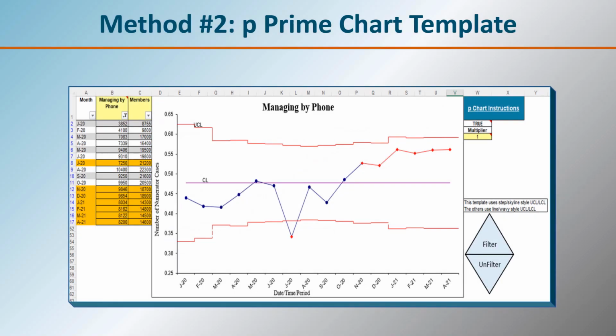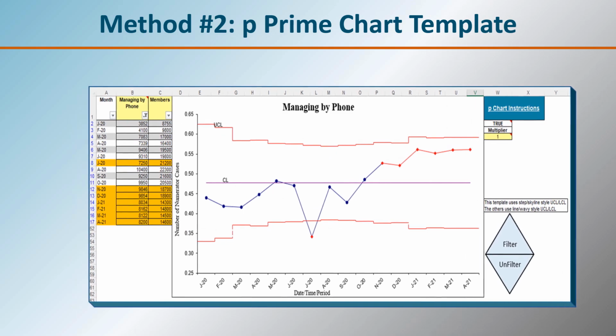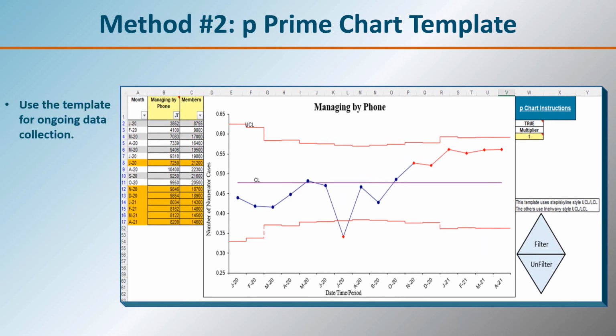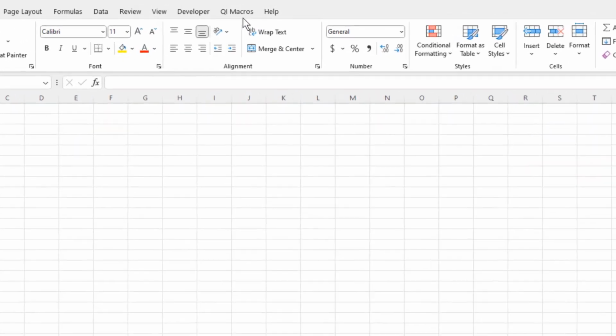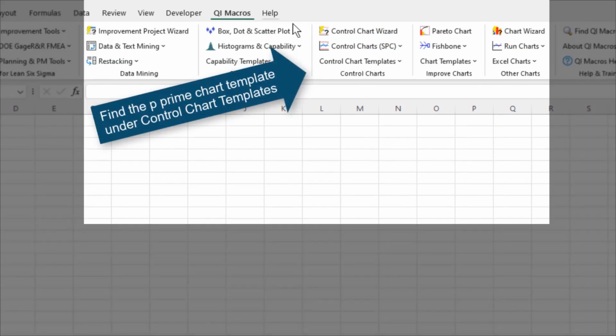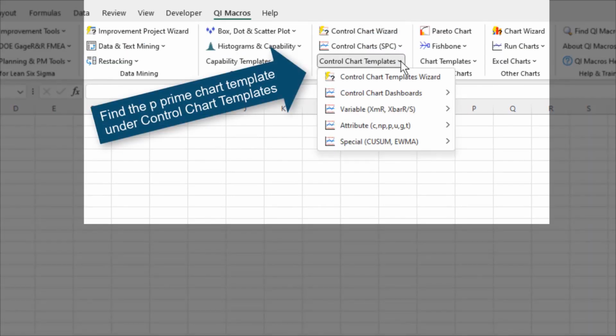Method number 2, a p-prime chart template. Use the template for ongoing data collection. Charts populate automatically as you enter data. Save the template and add more data as you collect it. Find the p-prime chart template in the Control Chart Templates section of the QI Macros menu under Attribute.